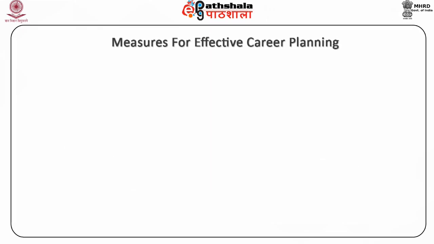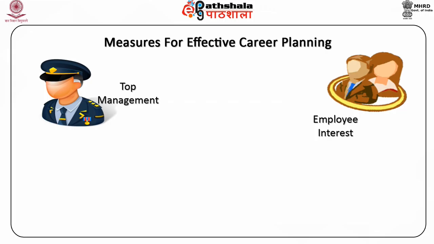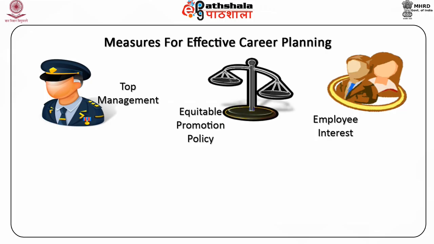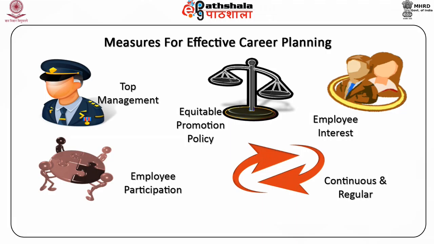However, there are ways to make the process of career planning effective. These measures are support of top management, building up employees' interests. There should be an equitable policy for promoting employees, ensuring participation of employees in career counseling programs and career planning. The career planning system should be carried out on a regular and continuous basis, so as to take care of the changing needs of both the individual and the organization.